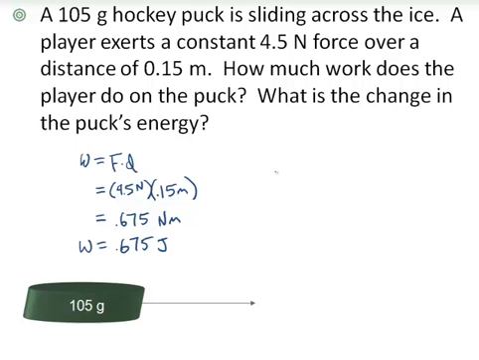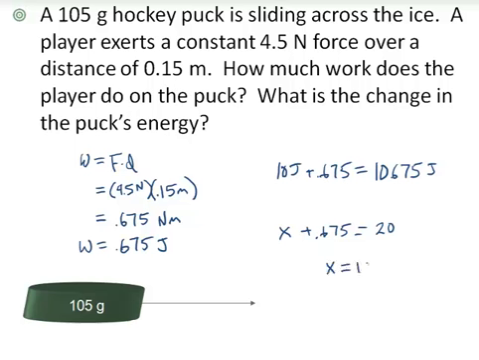What that means is that whatever energy the puck had in it originally, now it has 0.675 joules more. So if its original energy was 10 joules, well, now it has 10.675 joules. Or if we know how many joules of energy it has now, suppose it has 20 joules now, we could figure out what it had originally by subtracting 0.675 joules. So originally it might have had 19.325.